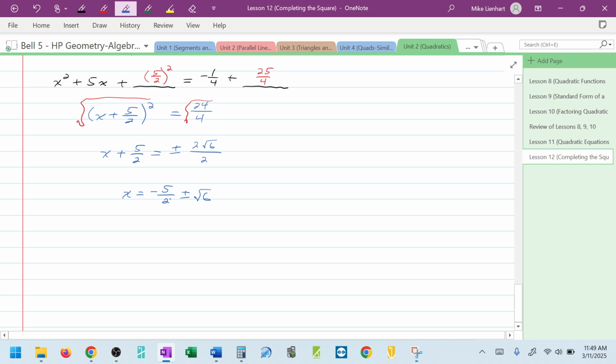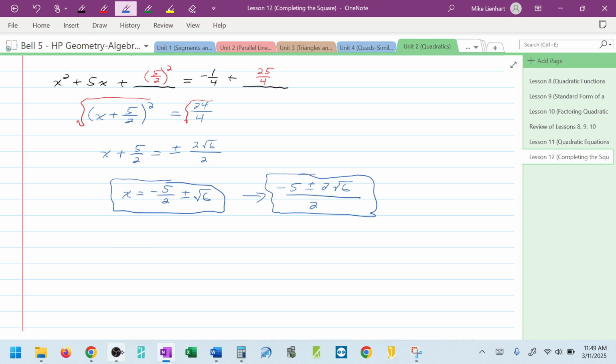So this is the correct answer. If they want this written in fraction form, the answer would be negative 5 plus or minus 2 radical 6 over 2. And I cannot cancel those 2's. We'll talk more about that in the next lesson. Hope this helps. Good luck.